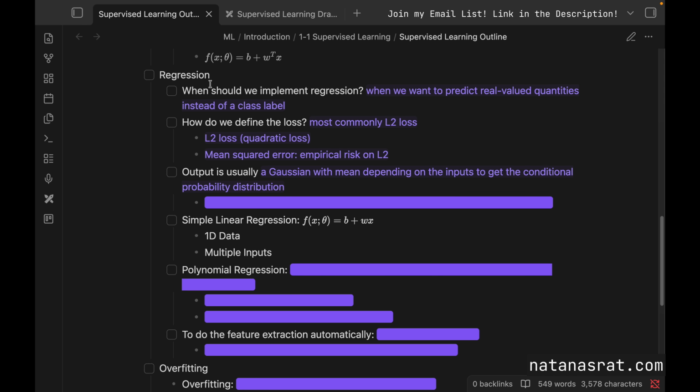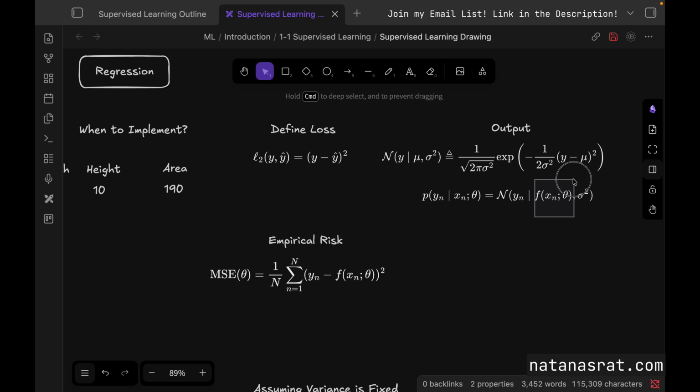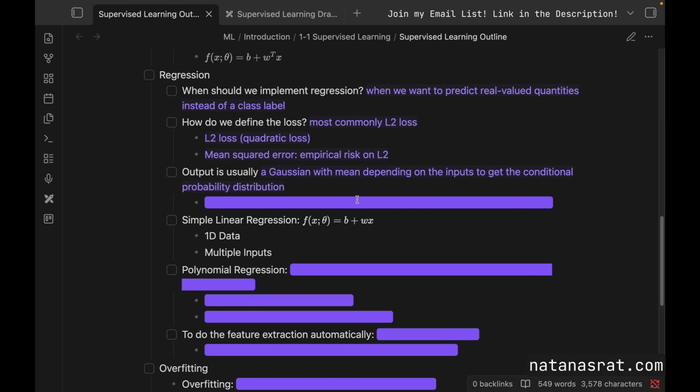The output of such regression models is usually a Gaussian with the mean depending on the inputs, to get the conditional probability distribution. So we have a Gaussian here. What we do here is we define it as a Gaussian where we are trying to predict y given x and theta, which is a parameter of the model. Here our model is basically learning this mapping function f, which receives x and the parameters. We are assuming the variance is fixed for this problem.